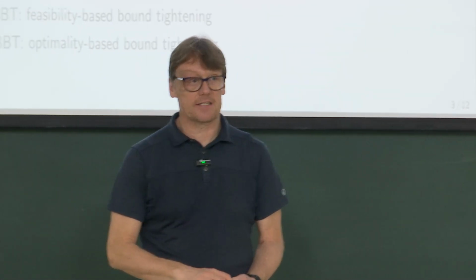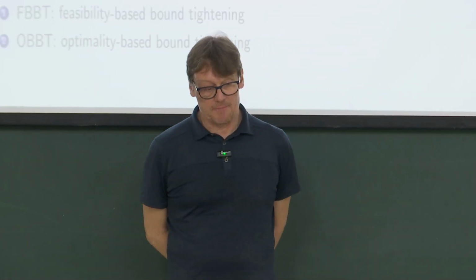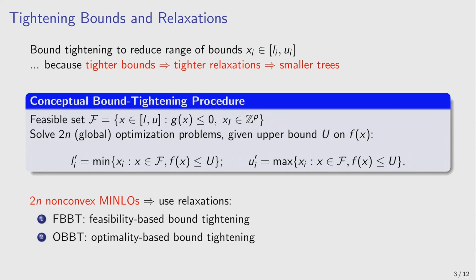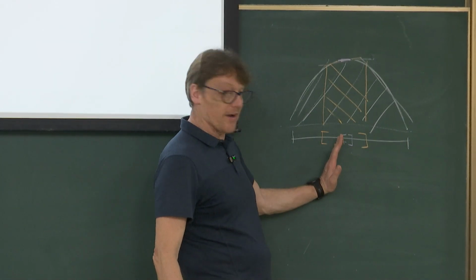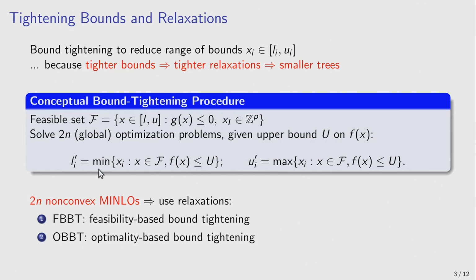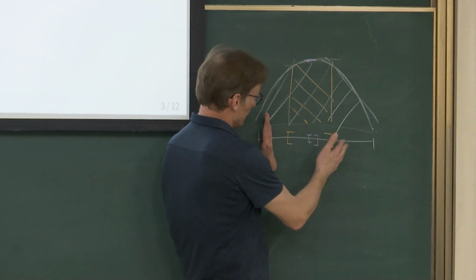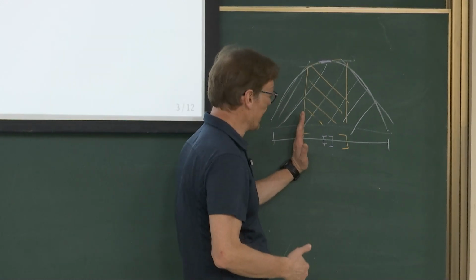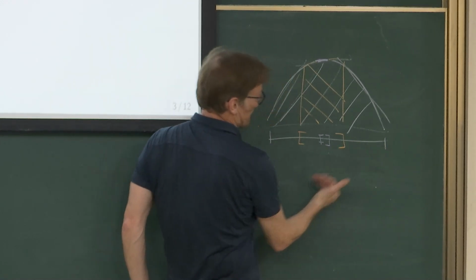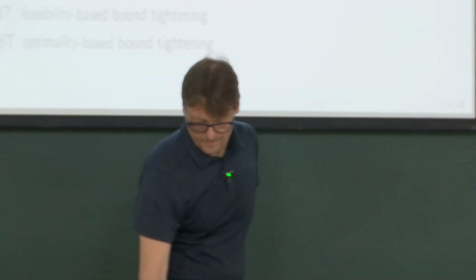And there's two techniques. One is feasibility-based bound tightening, and the other one is optimality-based bound tightening. Conceptually, over the feasible set, I want to push the lower bound up as far as I can, so that's minimizing the value that I can take inside the feasible set. So I try to find a value that is still valid, and I also try to push the upper bound down as far as possible.